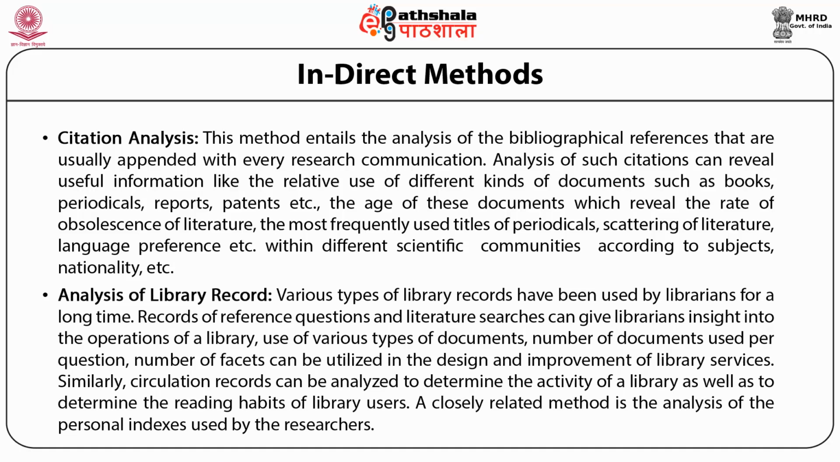Various types of library records have been used by librarians for a long time. Records of reference questions and literature searches can give librarians insight into services. Similarly, circulation records can be analyzed to determine the activity of a library as well as to determine the reading habits of library users. A closely related method is the analysis of the personal indexes used by the researchers.